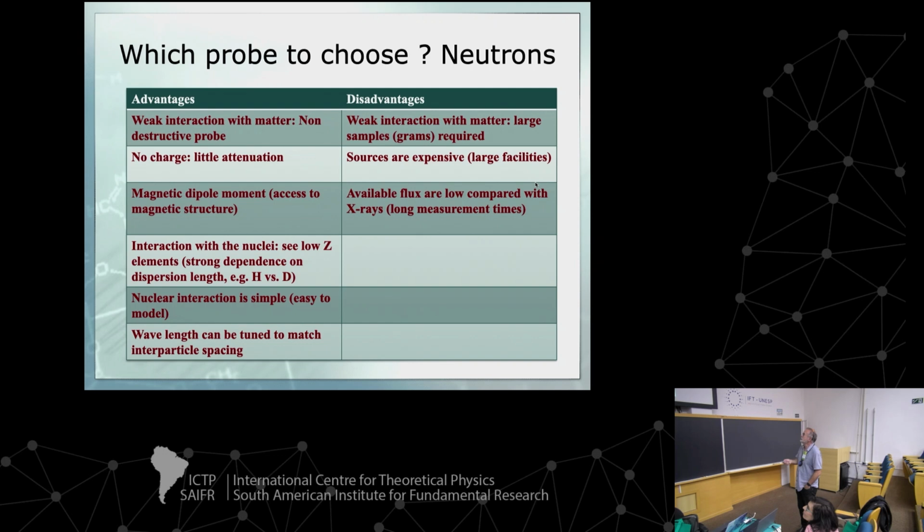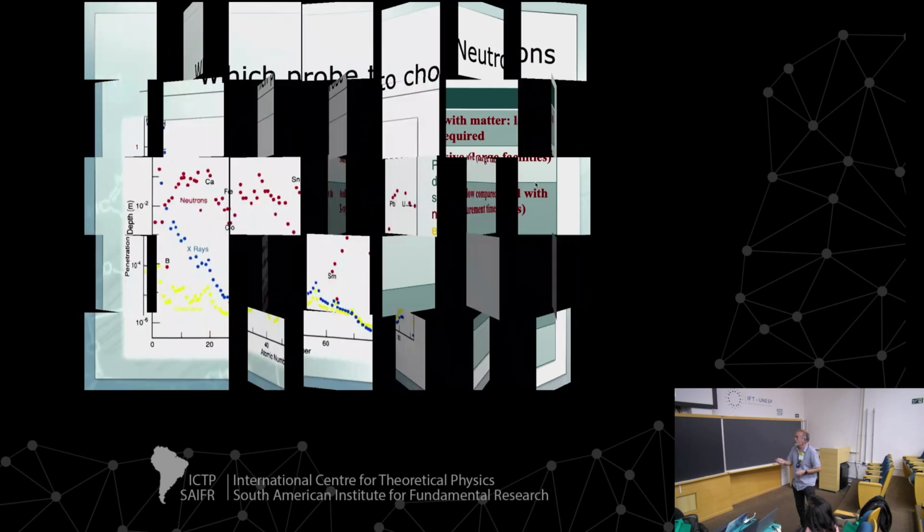On the downside, since the interaction is weak, you need large samples, grams. Whereas for X-rays these days, thanks to synchrotrons, you can use milligrams. So it's a factor of 10 to the 3, or even more. Sources are expensive, so you have to go to large facilities. You can't have a neutron facility in the lab nearby. And the flux typically is low compared with the flux in X-rays. When they used X-ray lamps, fluxes were extremely low, but synchrotrons have changed the situation completely. And you have one nearby in Campinas, right?